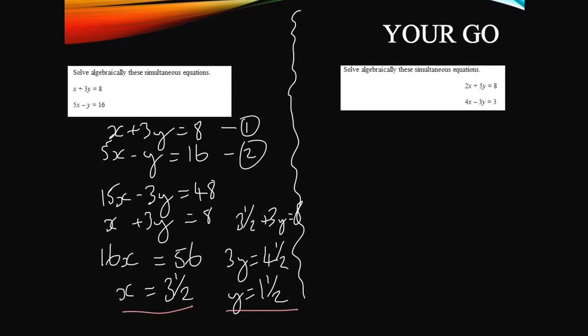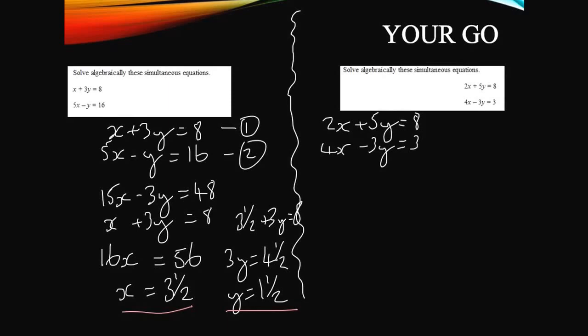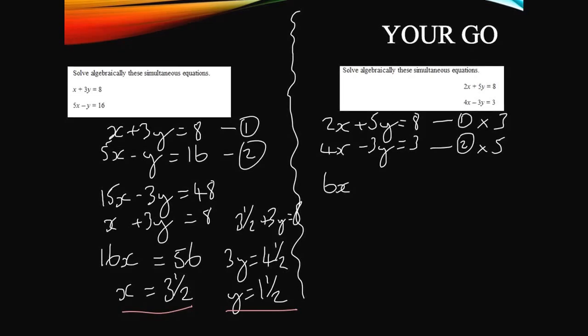On the second question, we've got this situation: 2x plus 5y equals 8, and 4x minus 3y equals 3. You can do this in one of two different ways. Again, I'm going to pick getting rid of my y values, but you might have spotted that you could multiply this by 2 and have a 4x and a 4x. Doesn't matter which way around you do it. I'm not going to do it that way. I'm going to multiply this equation by 3, multiply this equation by 5. That's going to give me two new equations. 6x plus 15y equals 24.